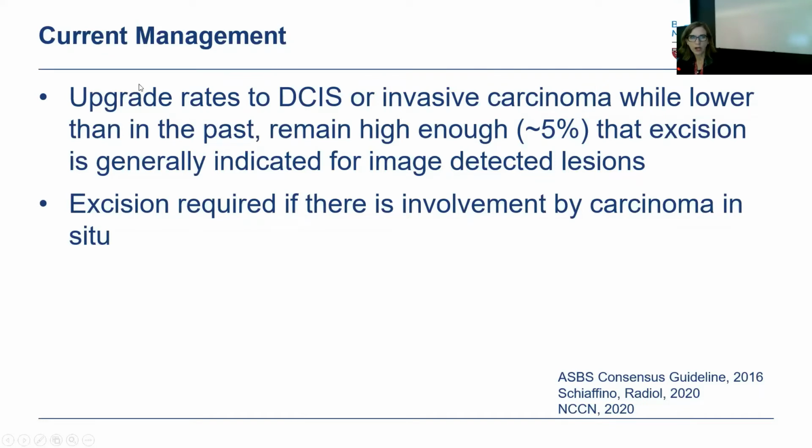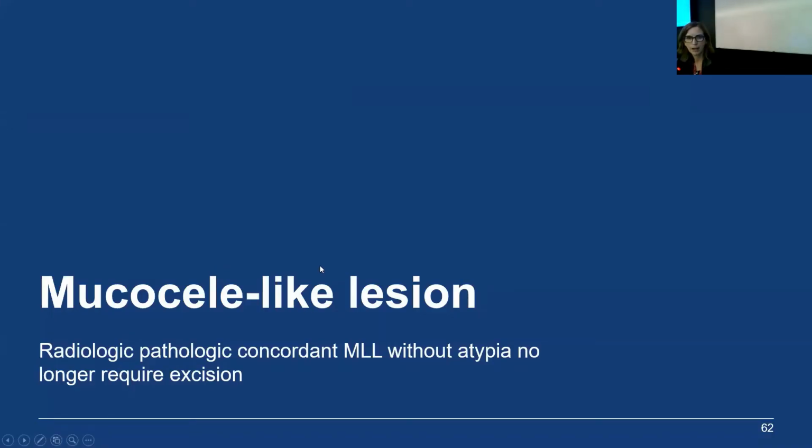So for radial scars and complex sclerosing lesions, upgrade rates to DCIS or invasive carcinoma, while lower than in the past, remain high enough, around 5 to 6%, that excision is generally indicated for image-detected lesions, and certainly is indicated if there's any involvement by carcinoma. But I would say that those incidental or small ones completely enclosed in the core biopsy aren't always undergoing excision.